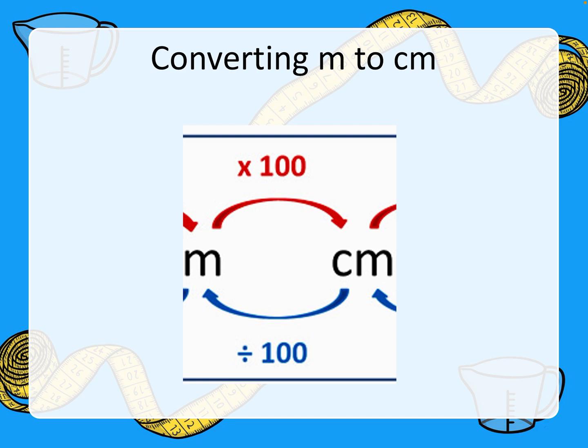So our next part is to convert meters to centimeters. If we're converting 1 meter to centimeters, we multiply by 100 this time. And when we're converting centimeters to meters, we divide by 100.